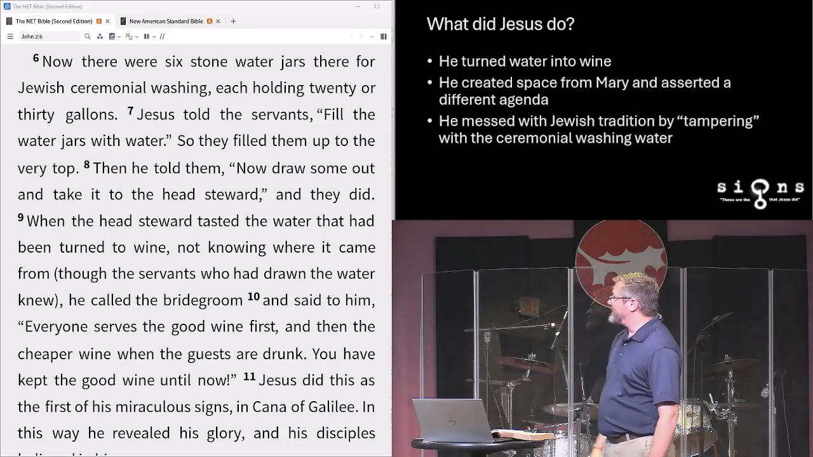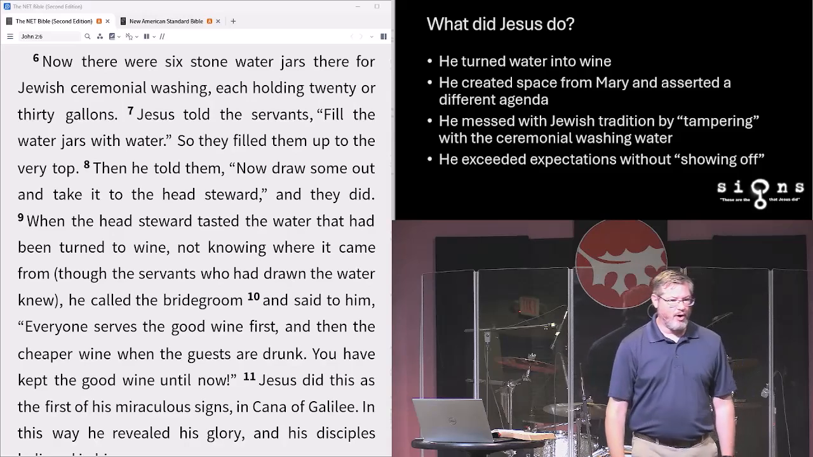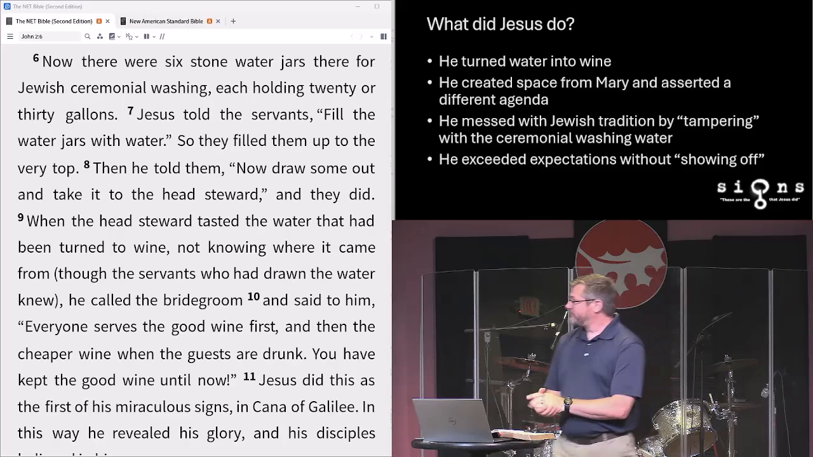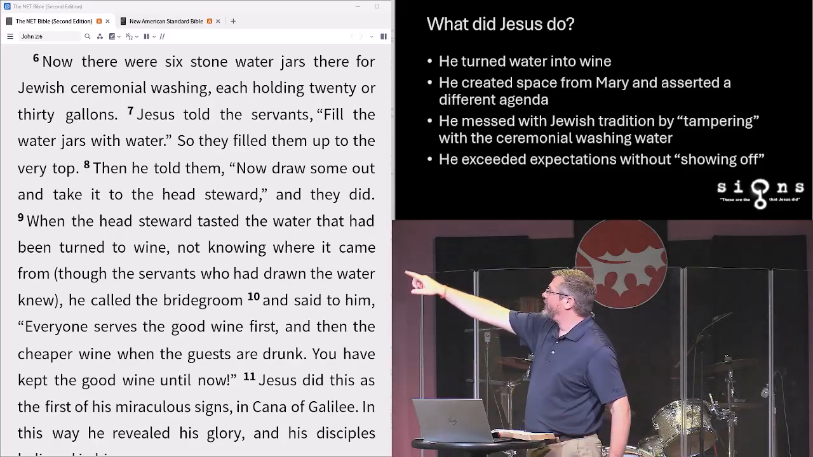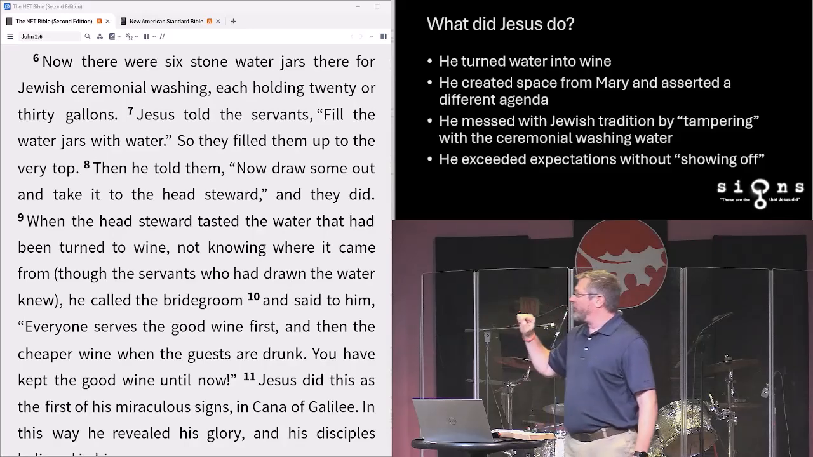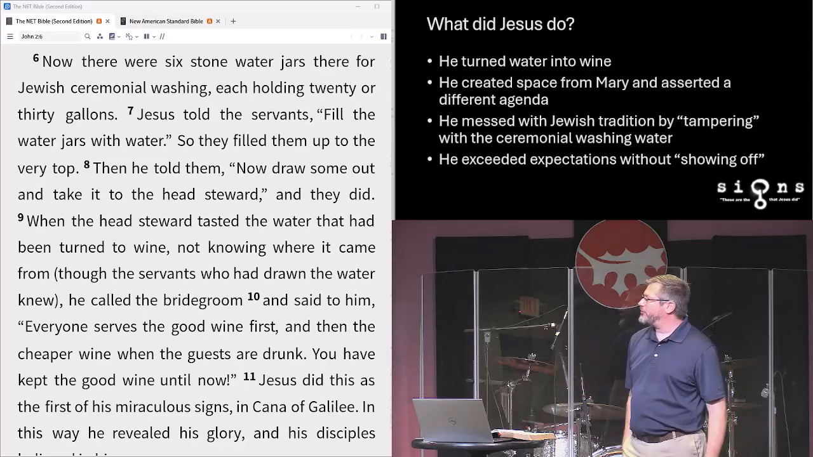My other one is that he exceeded expectations without showing off. You'll notice in verse 9, the head steward tasted the water that had been turned to wine, not knowing where it came from, but the servants who had drawn the water knew.